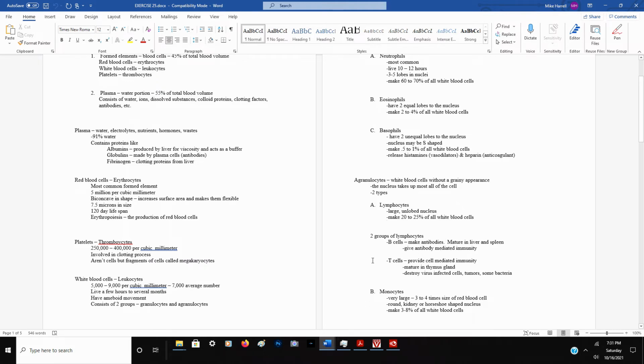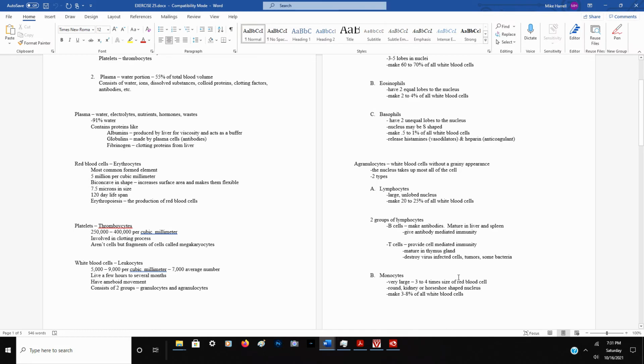The B cells, a lot of those will develop into what's called a B plasma cell, and that's where antibodies come from. These tend to mature in the liver and spleen, and again, they give antibody-mediated immunity. Very important when you get to immunity topics. Then you got the T cells right here. They provide cell-mediated immunity. These mature in the thymus gland, and they're more for destroying virus-infected cells, tumors, and some bacteria, where the Bs are more about bacteria. But there's definitely an overlapping of their function. Again, that's a discussion for adaptive immunity.